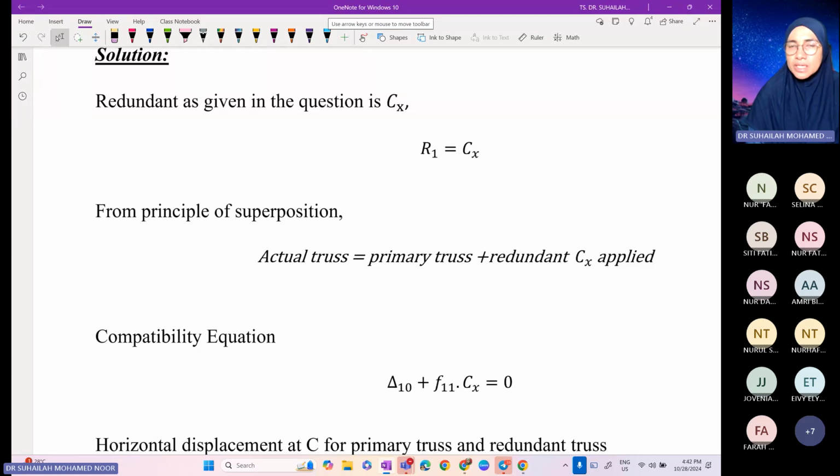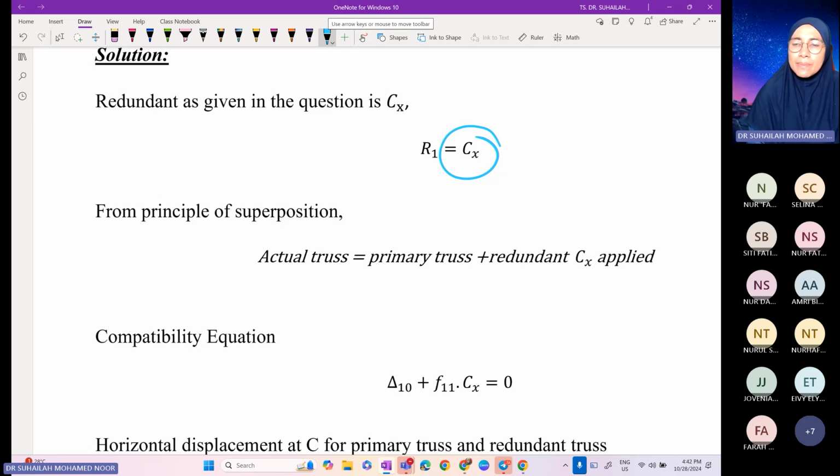The general equation: actual thrust equals primary thrust plus redundant thrust. And in this case, CX is what is applied into the system. So we use CX applied for the redundant thrust. So, actual thrust equals primary thrust plus redundant CX applied.